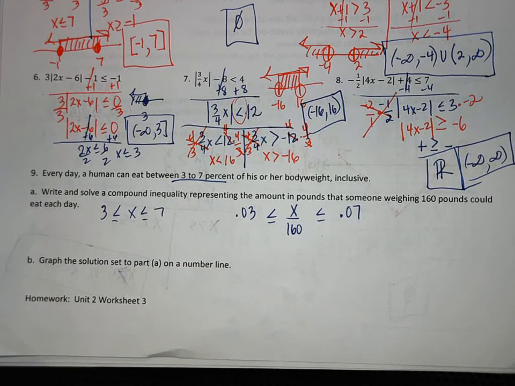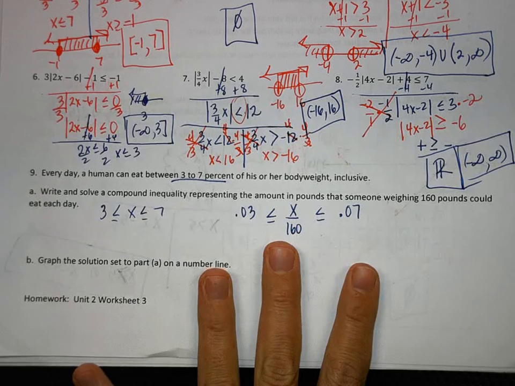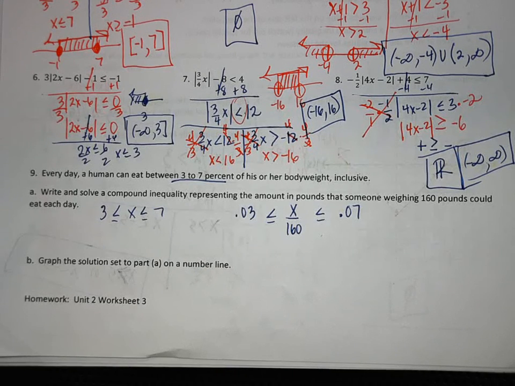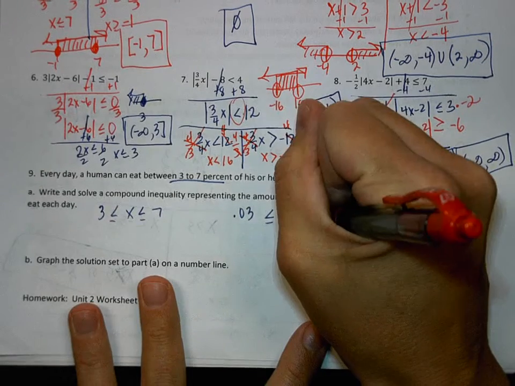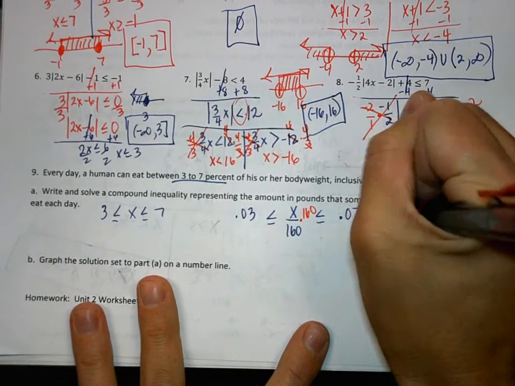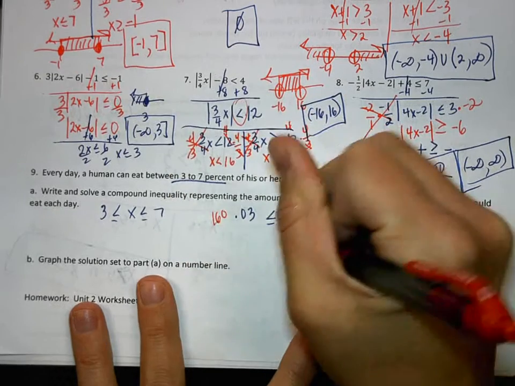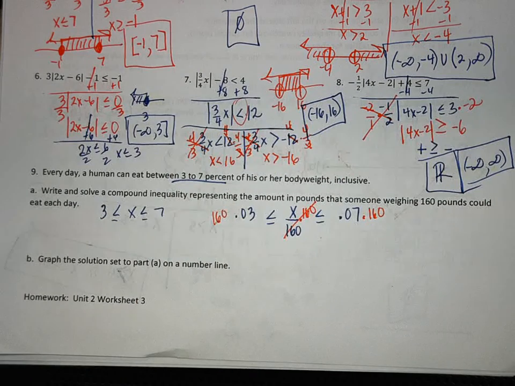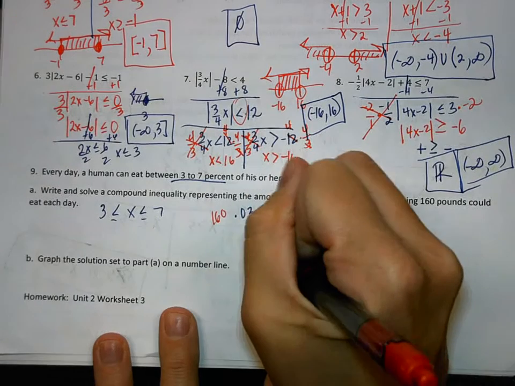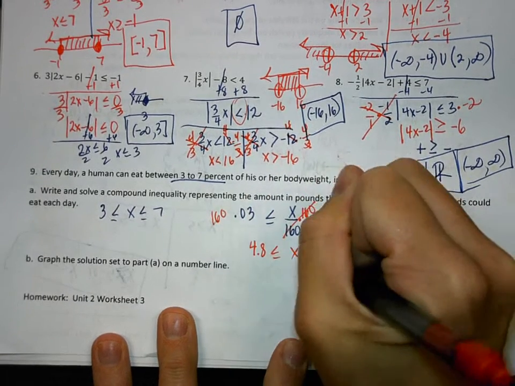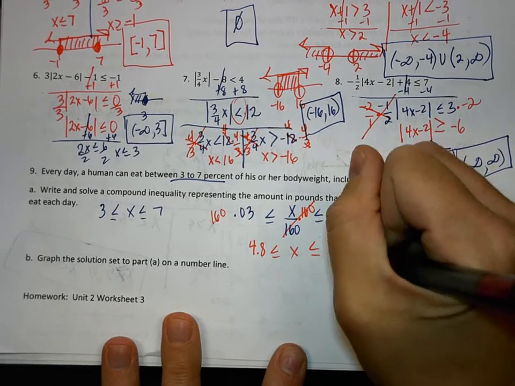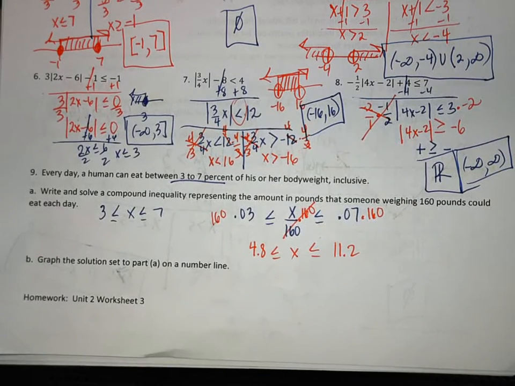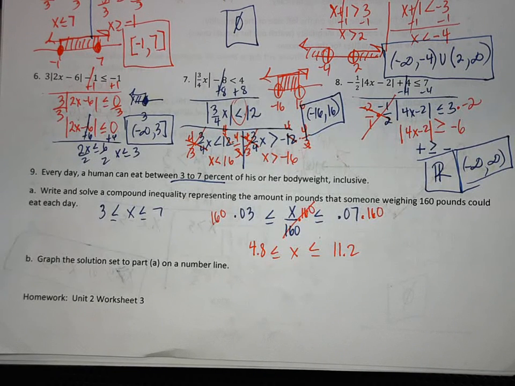So this is how it is originally, and then in order to solve it, what would I do to everything? In order to get rid of the 160 on the bottom, what would I need to do? I would end up multiplying by 160, and so each of these end up multiplying by 160. That cancels. And you could get out a calculator, and when you multiply 160 times 0.03, it is 4.8. And 160 times 0.07 is 11.2. And it's always a good idea to play around with the numbers in your equation to make sure it makes sense.